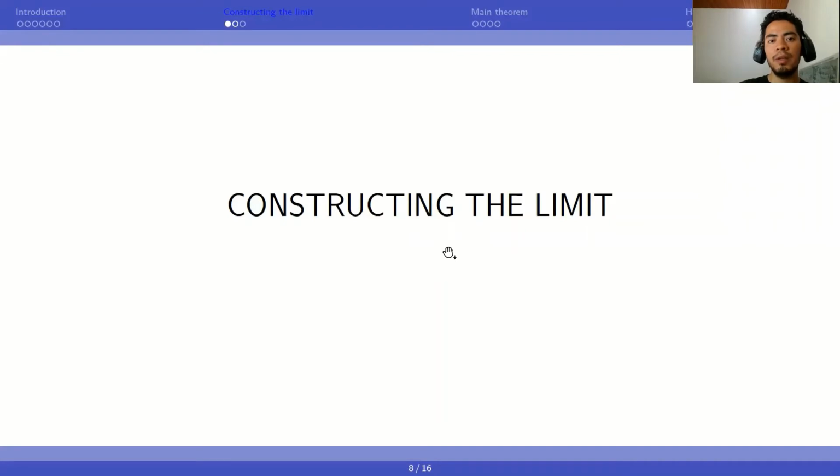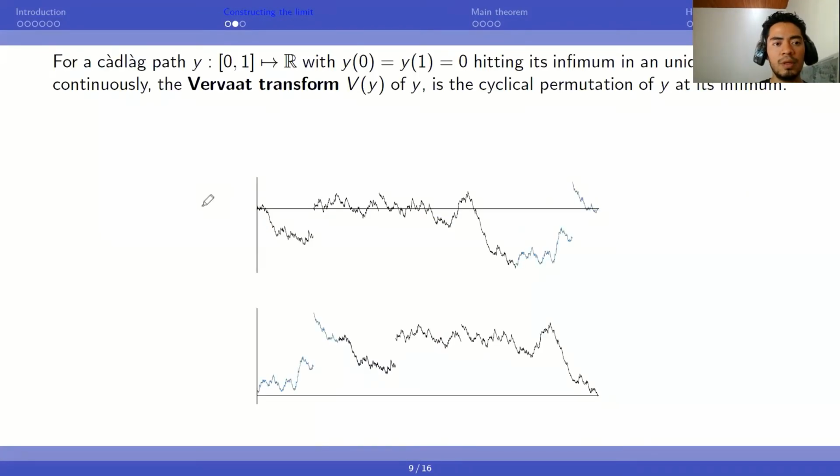How do we construct the limit X? Consider a Łukasiewicz path y, starting and ending at 0, and hitting its infimum at a unique time and continuously. The Vervaat transform of y is the path resulting from cutting at the time it hits the minimum and rearranging both paths. You can think of this transformation as changing a bridge into an excursion.